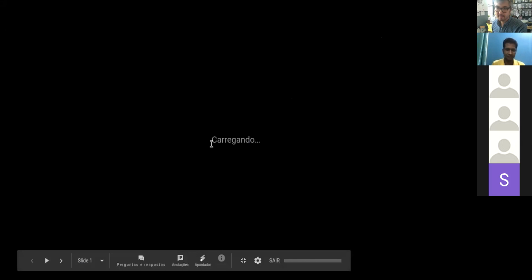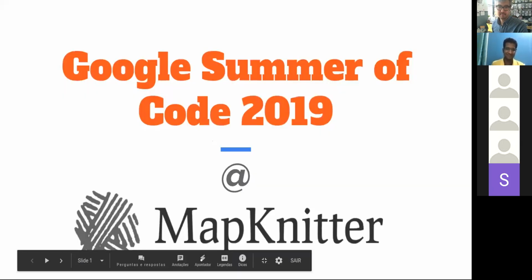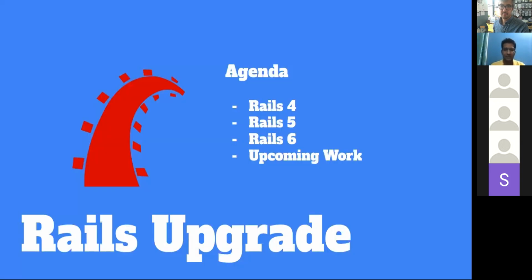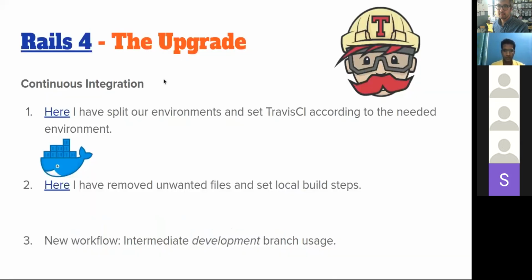So, as I said, my project was about upgrading MapKnitter's Rails version. Basically, I had four big milestones. The first one was preparing the whole MapKnitter environment for the upgrades. Then I had to upgrade it first to Rails 4, then Rails 5, and the last one, Rails 6. So, about the Rails 4 upgrade.